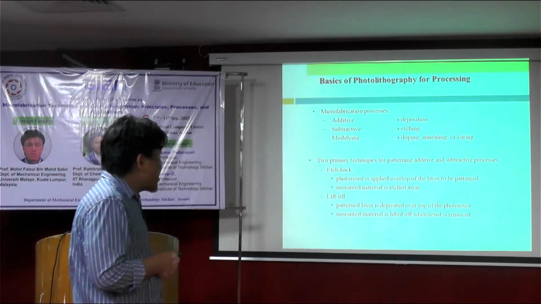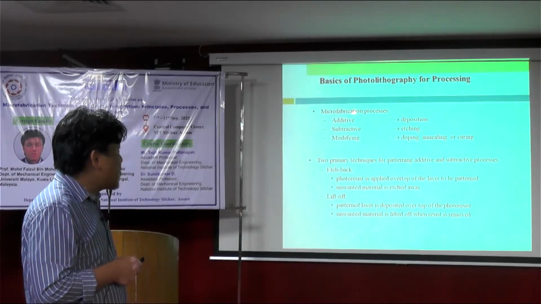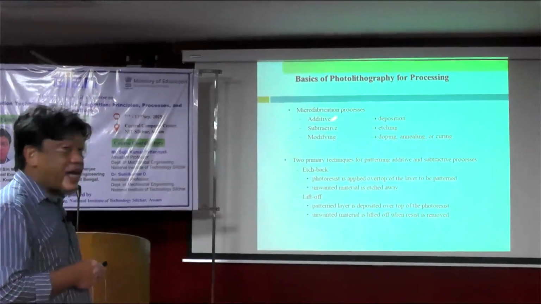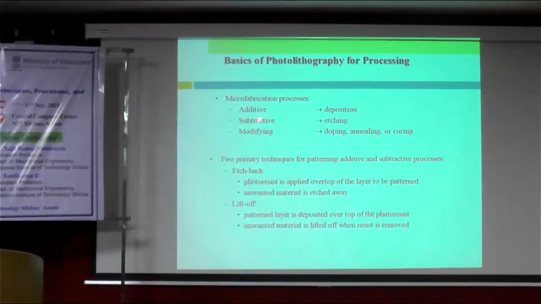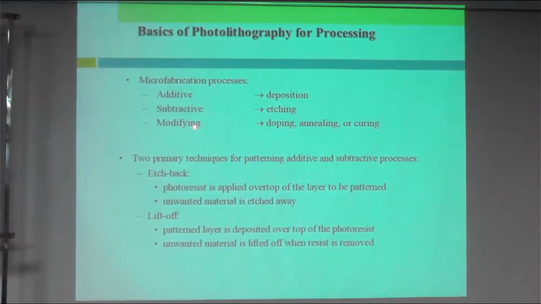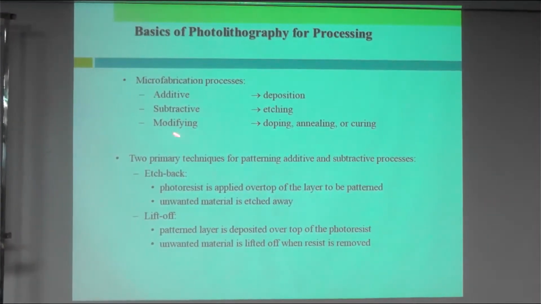For microfabrication, photolithography is about process. If you want to add some structure, or you want to remove some materials, or modify a certain design: adding is about depositing materials, subtractive is about etching, and modifying is about doping, annealing, and curing. So that is about photolithography. The two primary techniques for patterning, additive and subtractive process, are etch back and lift off.